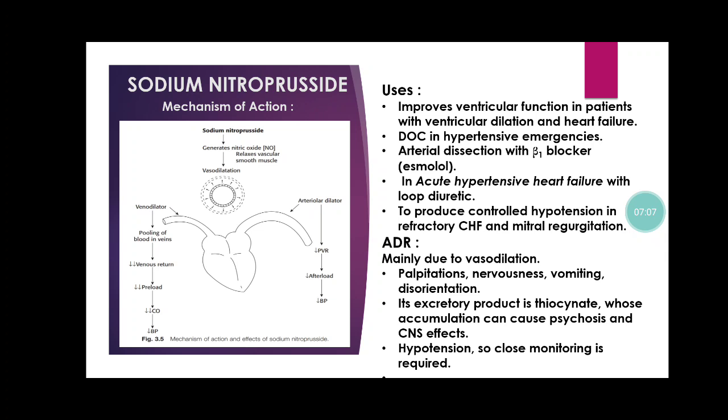Side effects of sodium nitroprusside are mainly due to vasodilation, which are palpitations, nervousness, vomiting, and disorientation. Sodium nitroprusside produces an excretory product, thiocyanate, whose accumulation can cause psychosis and CNS effects. As the drug causes hypotension, close monitoring is required to prevent it from becoming hazardous to the patient.